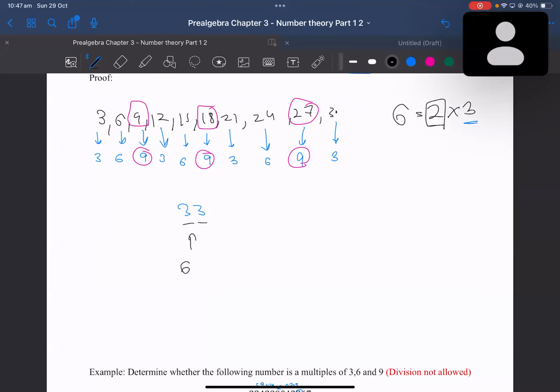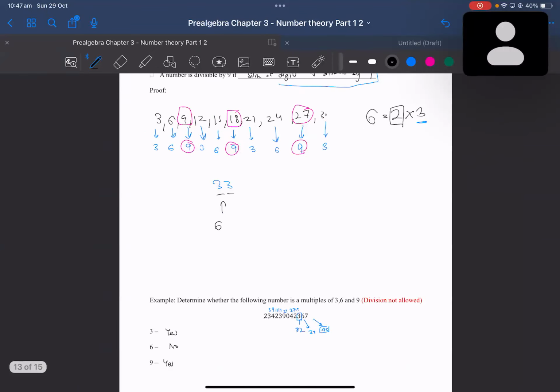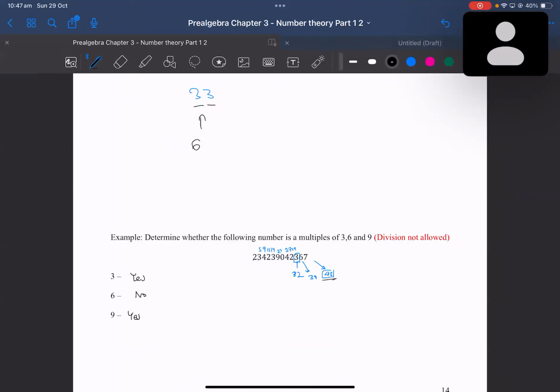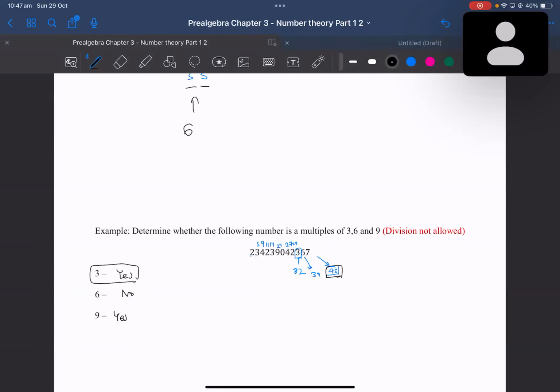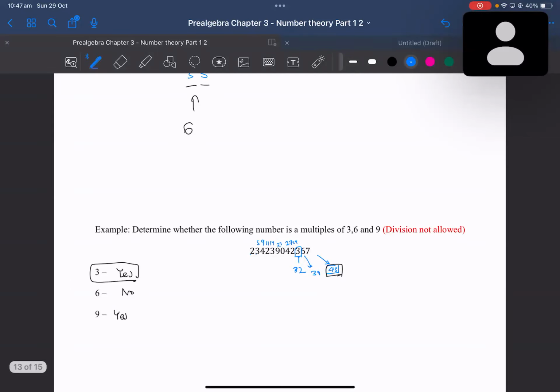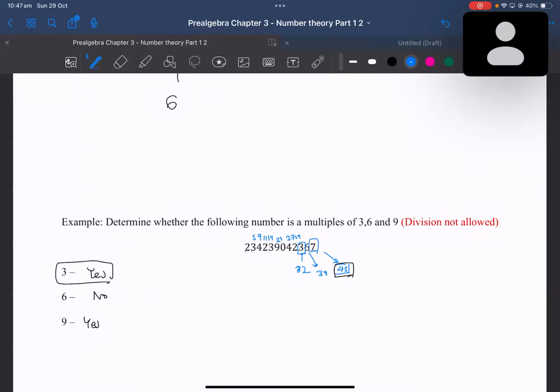Does that make sense? Yes. All right. So that's what we did here. We just checked that the digit sum is 45, right? 45 is divisible by 3. So therefore, yes, for 3. But while 45 is divisible by 3, the last number is 7, which is odd. That means the overall thing is odd. It can't be a multiple of 6. So it's no for 6. And 45 is divisible by 9, which it is. Therefore, you say yes for that. Yes, no, yes.